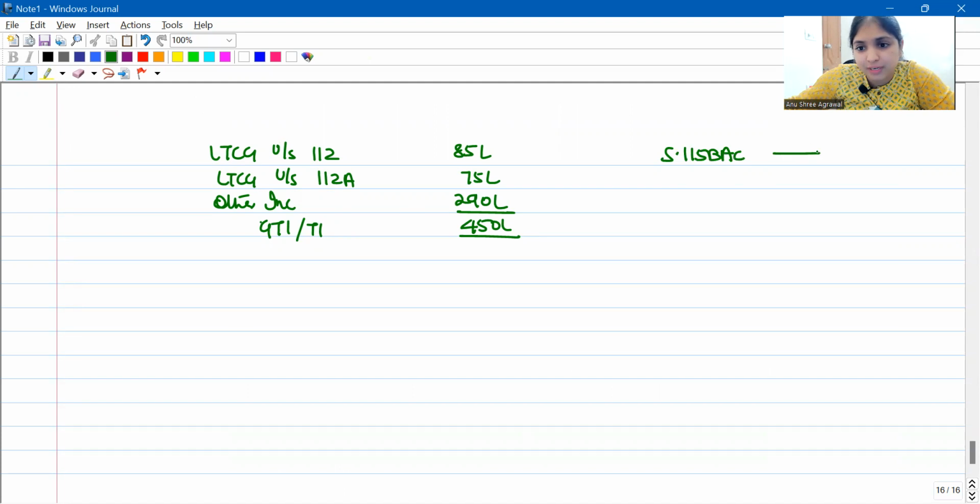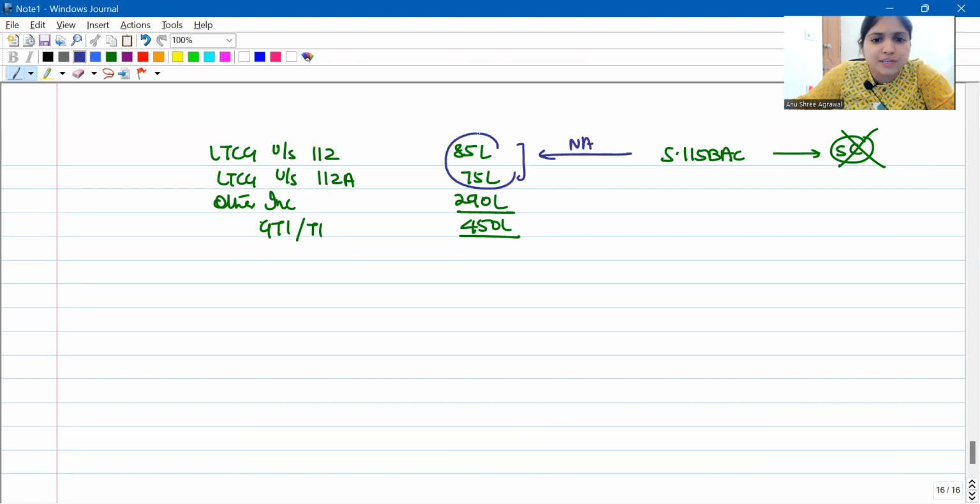But guys, in 115 BAC, if he's a senior citizen, will that make a difference to us? No. Whether you're a senior citizen or not, it will not make any change. The 115 BAC basic exemption limit will not change with the status of senior citizen or super senior citizen. It is the same basic exemption limit, only 2,50,000 for all assessees. But listen, 115 BAC will not apply to special rate incomes. For special rate incomes, you will calculate normal usual tax only.